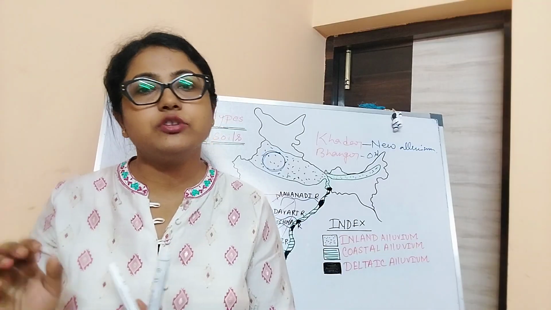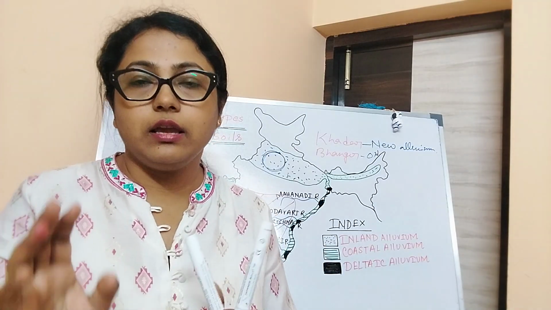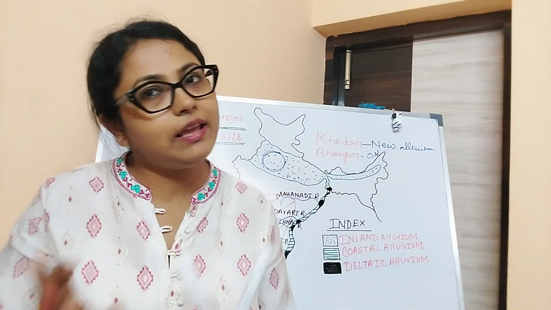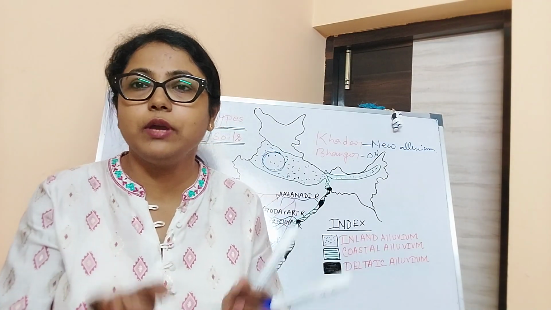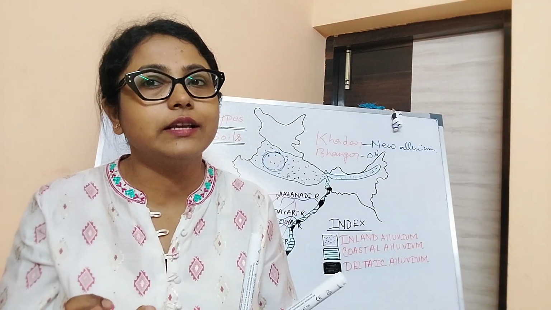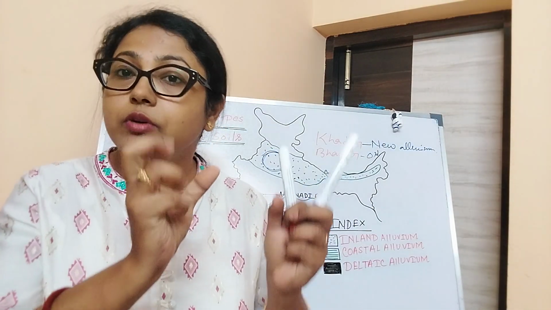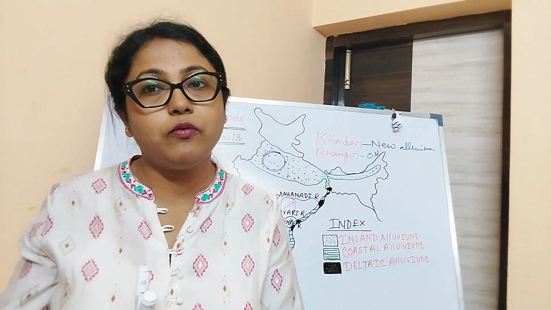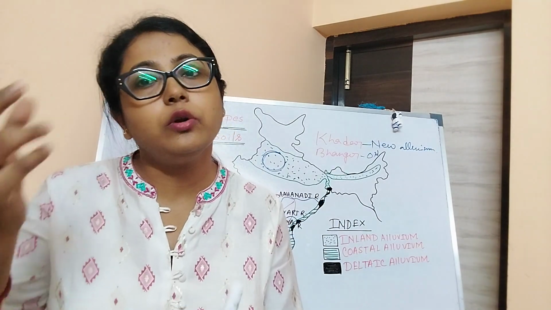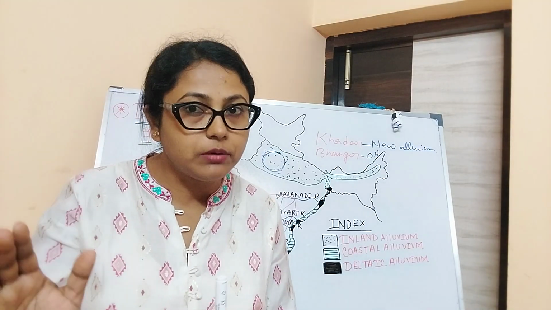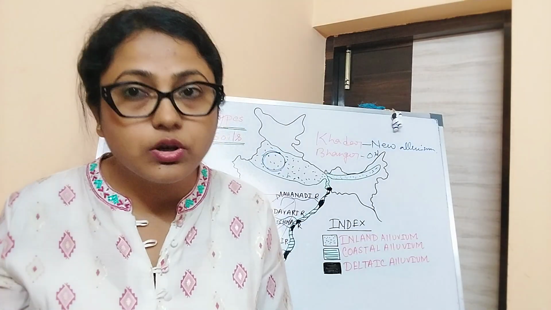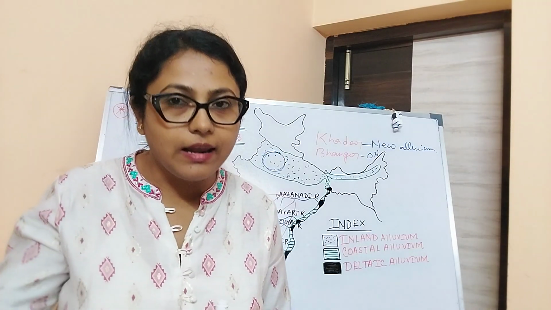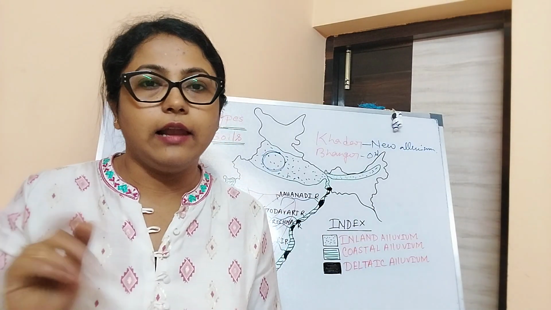Now water preservation capacity in which soil will be more, deltaic or coastal? Definitely deltaic, because deltaic alluvium has finer texture. Finer texture means they can retain moisture. But in case of coastal alluvium, sandy texture, so it cannot retain moisture for a long time. So water preservation capacity in coastal alluvium will be less than the deltaic alluvium.